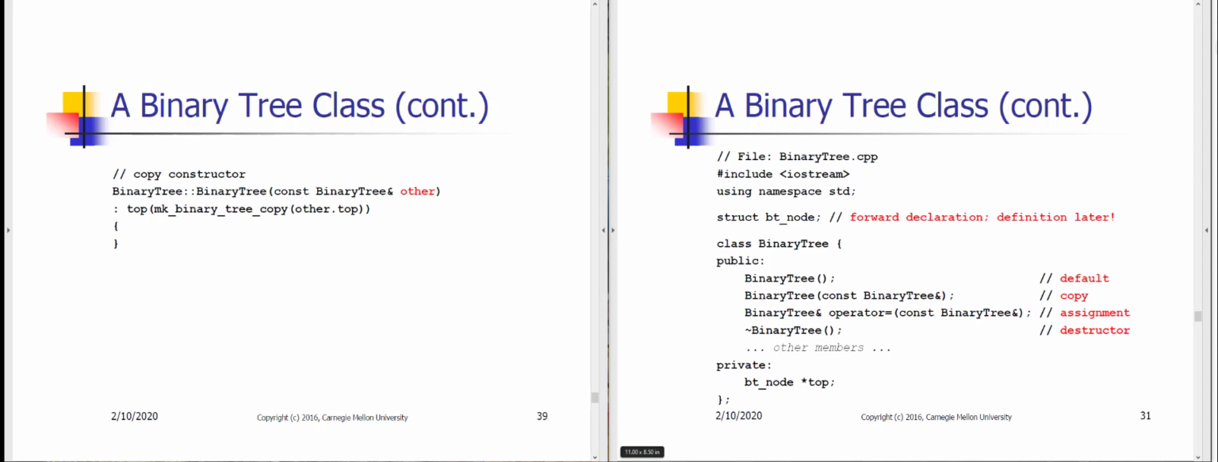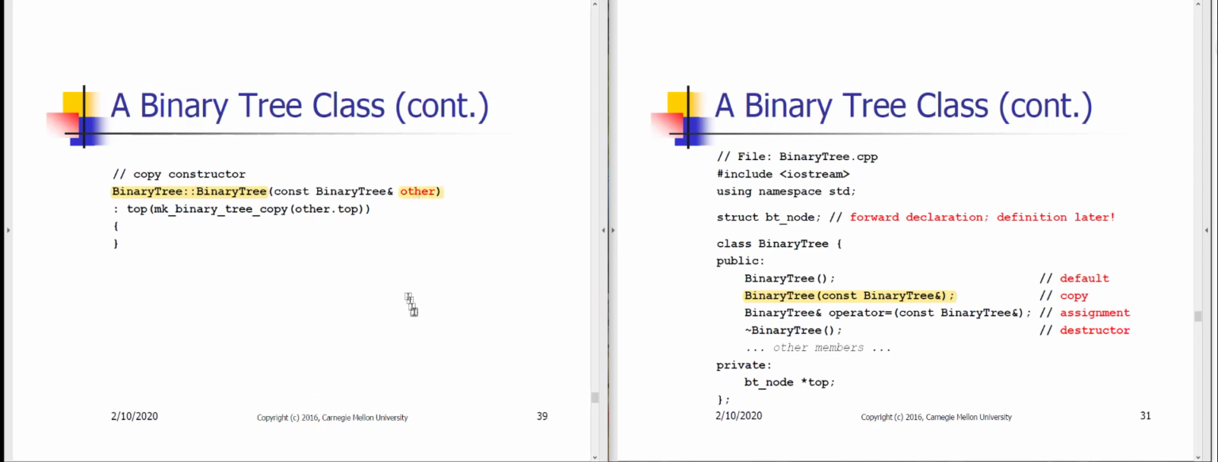And now that we have this low-level mic binary tree copy function available to us, implementing the copy constructor is quite trivial, really. Here is the interface for our copy constructor. It's a constructor that takes a reference to a binary tree const as its argument. Here's the implementation on slide 39. Binary tree is a function that is a member of the binary tree class.